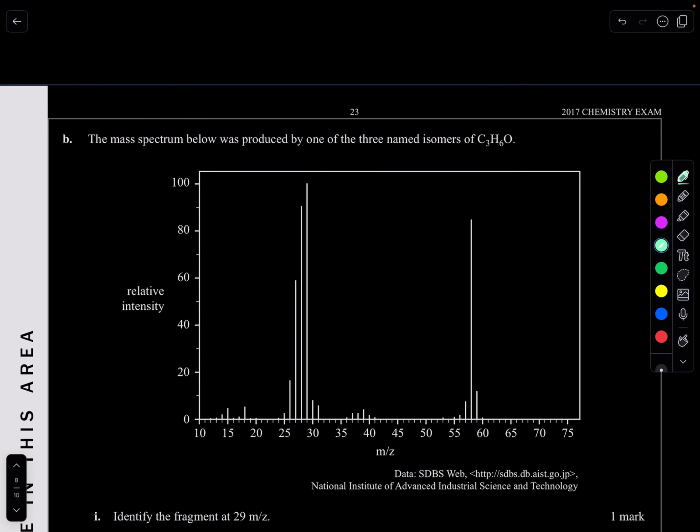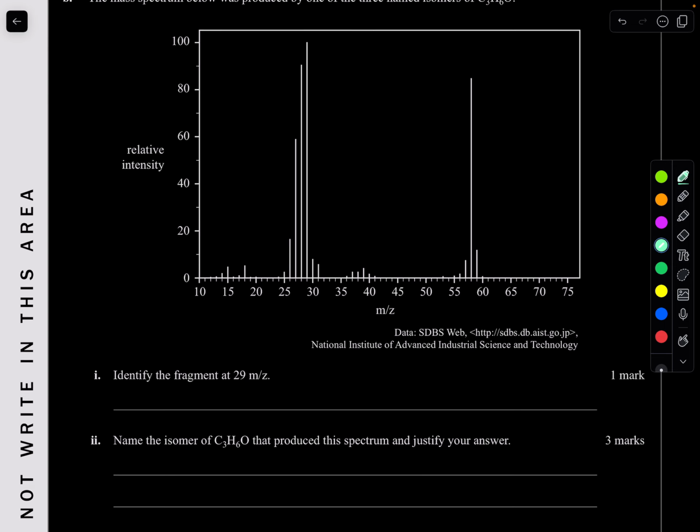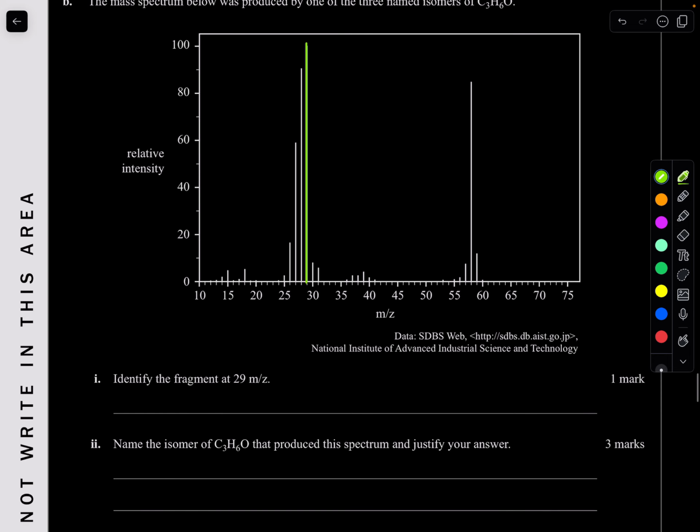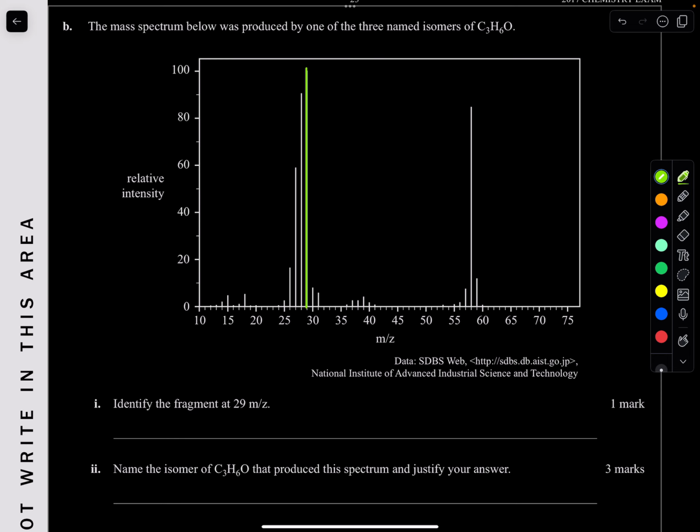The mass spectrum below was produced by one of these 3 named isomers. So, identify the fragment at 29 m/z. So, 29 m/z, which is here, is actually your base peak. So your base peak, and what do we know? This fragment could be CHO, yeah? Does that make sense? Yeah, CHO, let's try CHO.